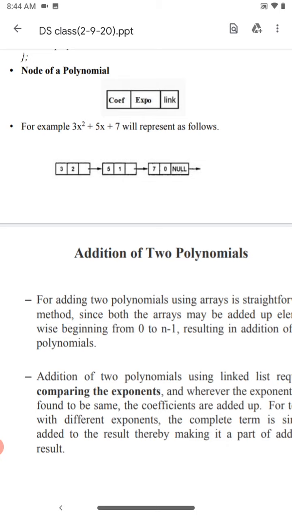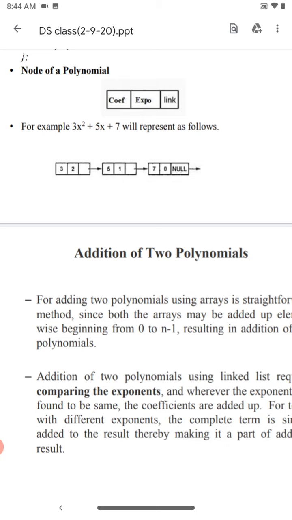Then the second node, second term 5x. 5x means 5x power 1. So in the second node, the coefficient is 5, the exponent is 1, then the link part. That's the address of the next node.